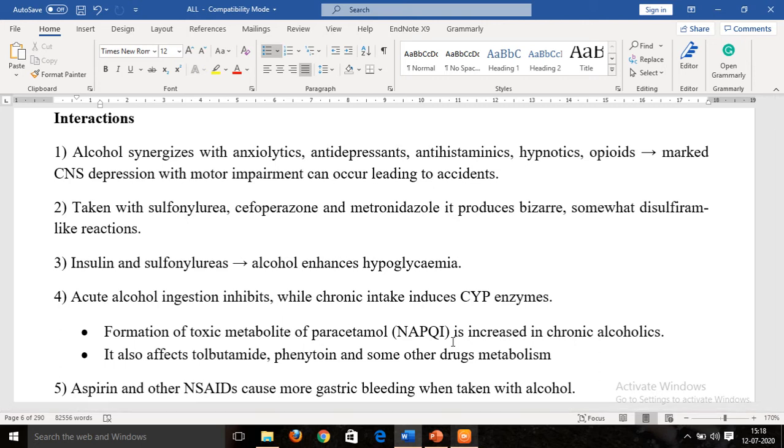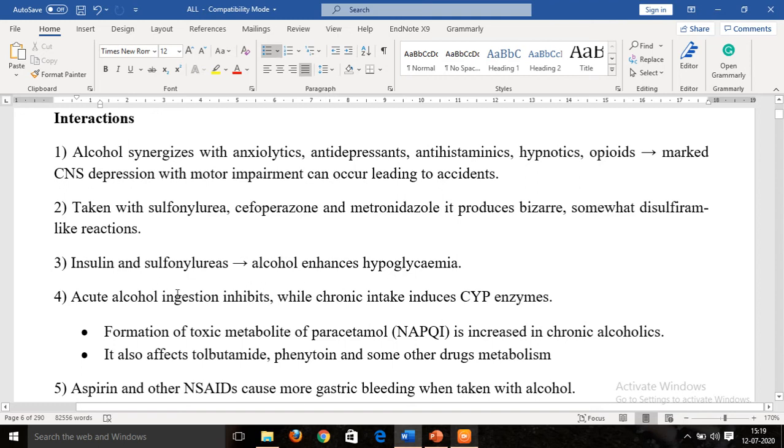Now, the actions on the metabolizing enzymes, the CYP enzymes as they are known, cytochrome P450 enzymes, which are involved in the metabolism of drugs. Here the effects on these enzymes depend upon the amount of alcohol consumed. Whether it is consumed in small amounts for a short period of time, that is acute alcohol ingestion, or whether it is consumed over a period of time, that is chronic consumption. Acute alcohol ingestion will result in inhibition of the CYP enzymes, whereas chronic intake of alcohol will result in induction of the CYP enzymes.